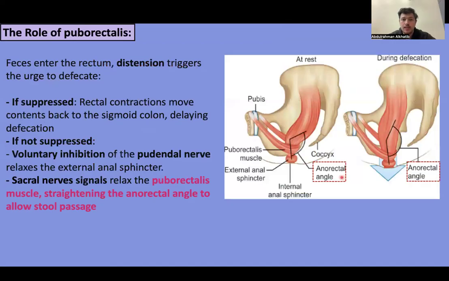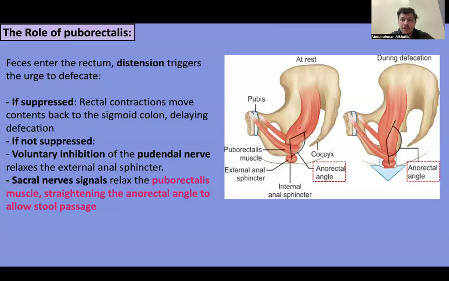Now, there is one muscle in our body called the puborectalis muscle, and this muscle plays a very crucial role in maintaining continence. So, at rest, when we don't want the defecation process to happen, this muscle remains contracted, forming, like you can see here, a kind of sling, right? This contraction will make this sharp anorectal angle. As you can see here, this anorectal angle. The reason behind this is that it will allow the accumulation of the fecal content here.